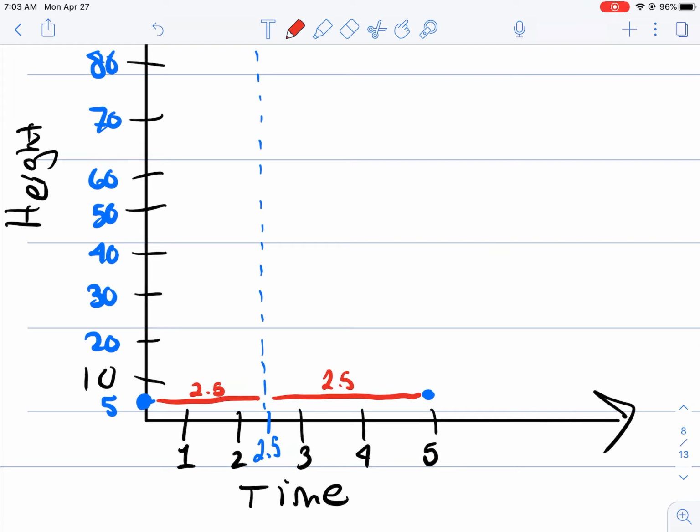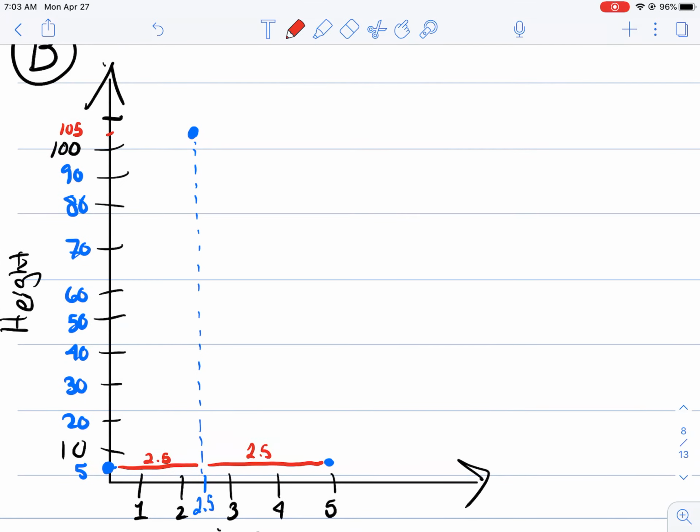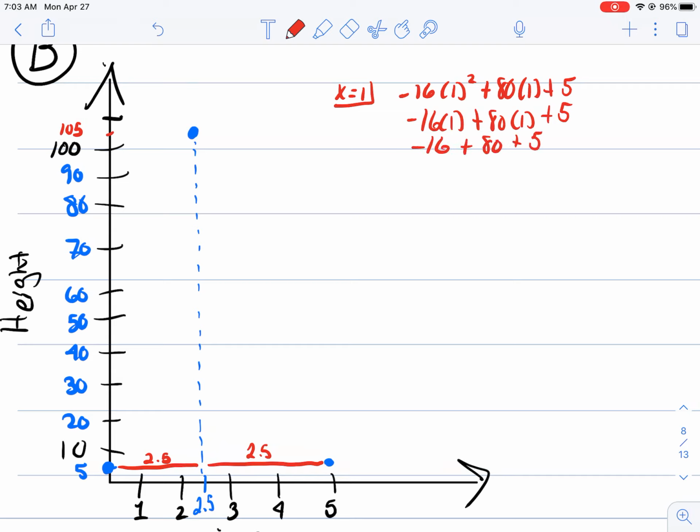And then all I have to do is figure out a value between 1 and 5, so 1, 2, 3, or 4. I can reflect that point. I'm just going to pick 1, make it easy. We'll do the work over here. The value would be negative 16 times 1 squared plus 80 times 1 plus 5. So it'd be negative 16 times 1 plus 80 times 1 plus 5. It'd be negative 16 plus 80 plus 5. Negative 16 plus 80 is positive 64, plus 5 equals 69.